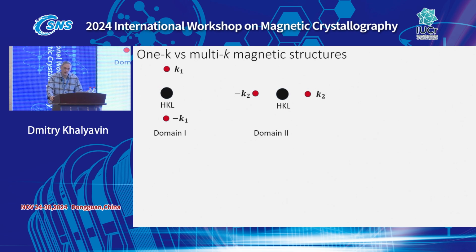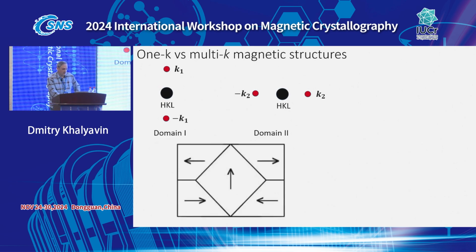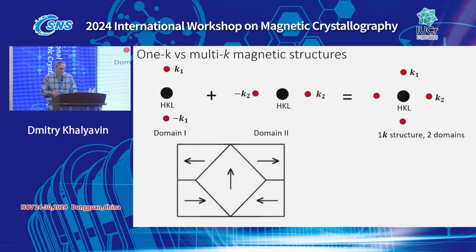We must have domains. And having domains, in our sample our diffraction picture will look exactly the same for a 1K structure as for a 4K structure. A single-domain 2K structure will look exactly the same as a 1K structure plus domains. That's why it's a challenge experimentally to understand whether it is actually a multi-K or a 1K structure. And that's why in most cases people, of course, follow the simplest procedure and just assume that it's a 1K structure.